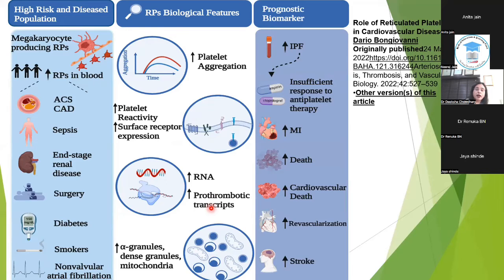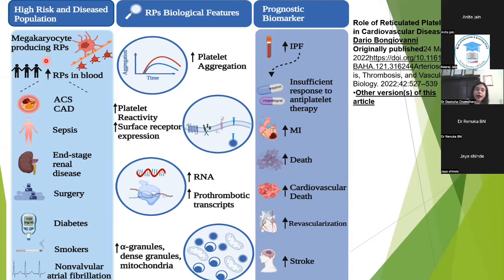Thromboxane A2 is larger in amount. So an increase in IPF in cardiac patients is associated with insufficient response to antiplatelet therapy. It increases the cases of MI in such patients. There is increased number of deaths. There is increased revascularization and increased cases of stroke in such patients.